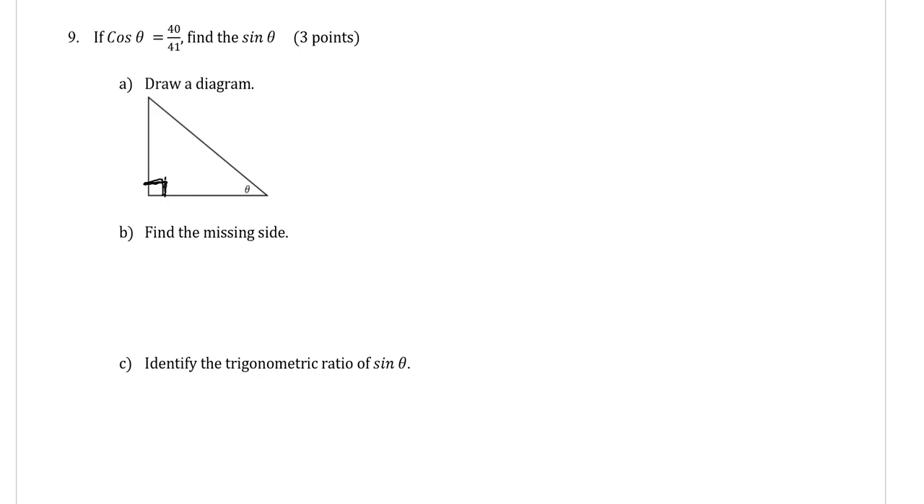Okay. Then again, the first thing I'm going to do is label my sides. I have the hypotenuse, my opposite side, and my adjacent side. Once I do that, I need to figure out what numbers I have. So cosine of theta equals 40 over 41. Remember, cosine is adjacent over hypotenuse. Okay, so just reading right across, adjacent side is 40. My hypotenuse is 41. So there's my diagram. That's all the information I have been given.